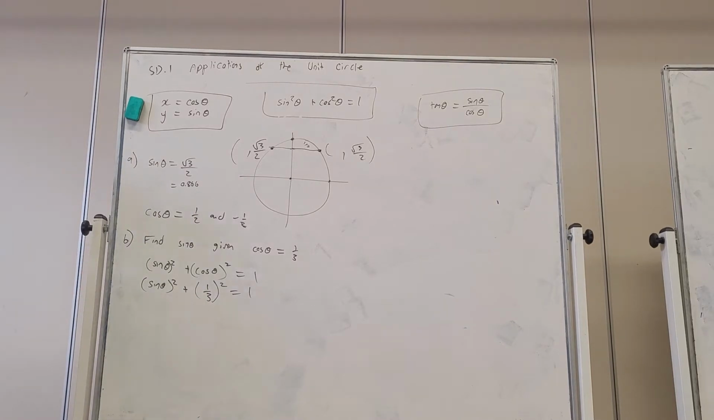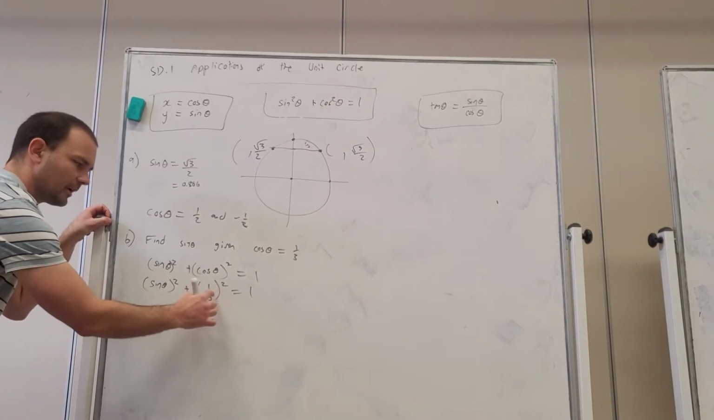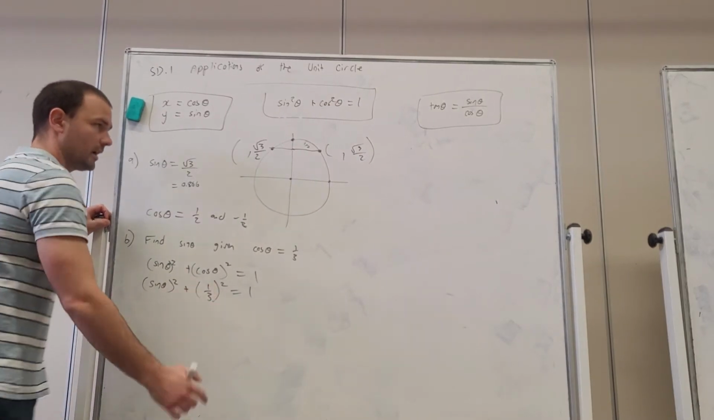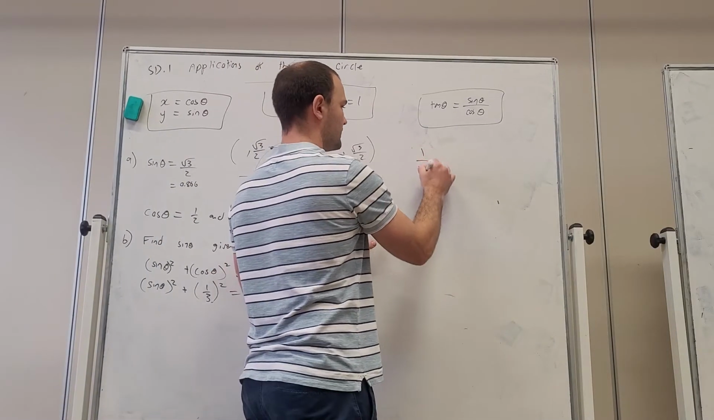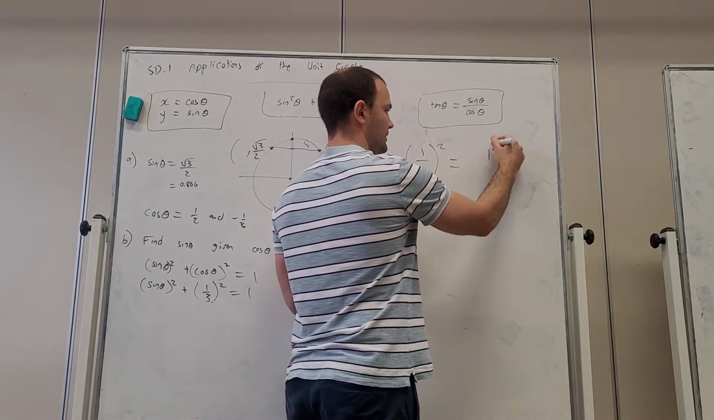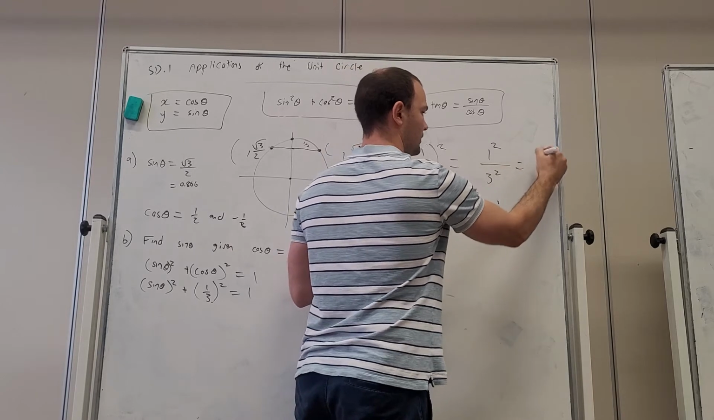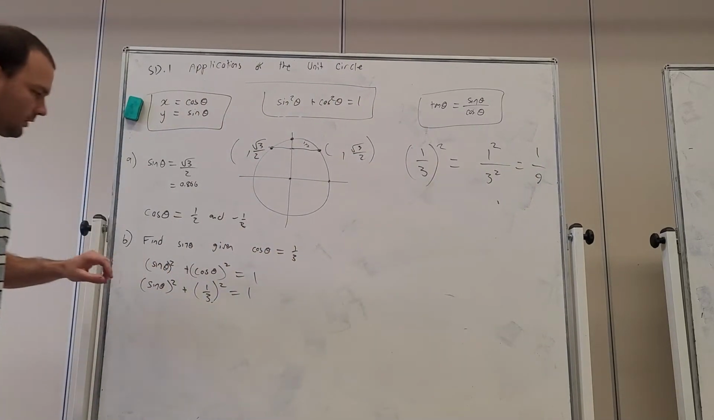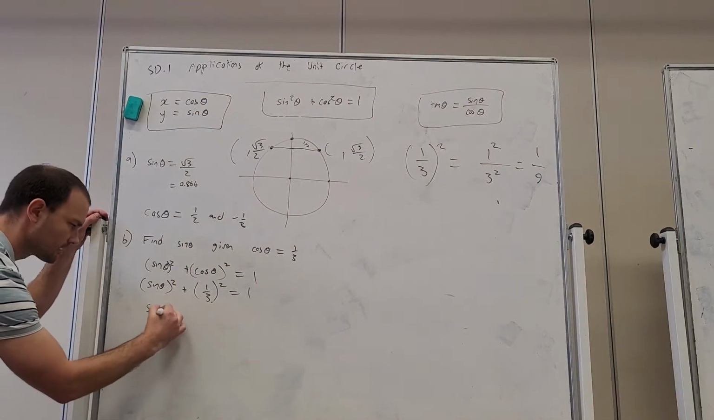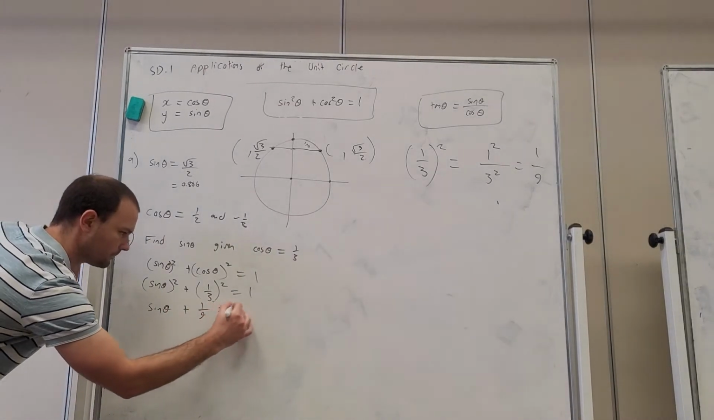And then we're just trying to solve this for sine theta. This is the variable we're trying to get by itself. So we can evaluate that first. 1 on 3 squared. If we remember back to index laws, that's 1 squared on 3 squared, which is 1 on 9. Okay, so when we simplify this, it's going to be 1 on 9.